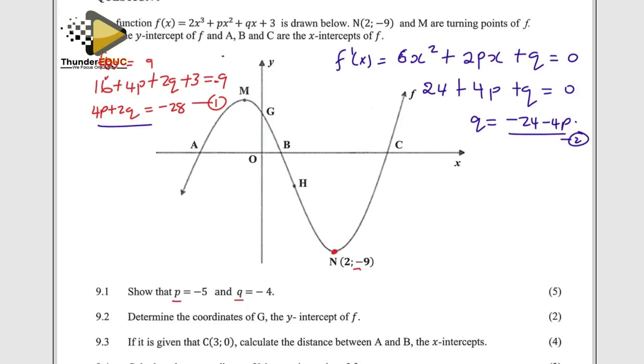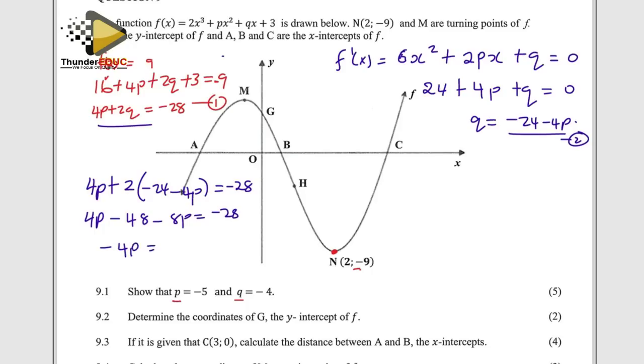So substitute, replace. So that will be 4p plus 2 into negative 24 minus 4p is equal to negative 28. So 4p minus 48 minus 8p is equal to negative 28. This and this, I'm getting negative 4p, and 48 minus 28, I'm getting a positive 20. Then I'll divide both sides by negative 4, which means p is negative 5.